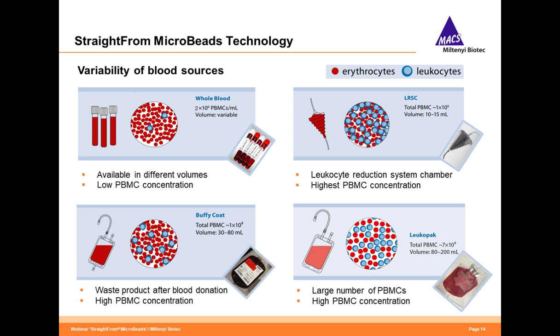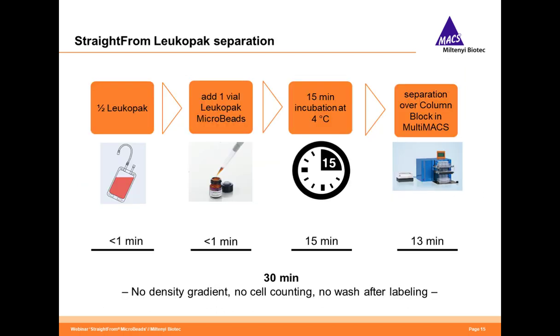And last but not least, the leukopaks, where you have a large number of PBMCs, usually 7 times 10 to the 9 cells, or even higher than 1 times 10 to the 10. And the volumes vary extremely depending on the vendor where you get your sample from. It can be from 80 to even higher than 200 milliliters. So let's have a look at the workflow for our StraightFrom cell separation from leukopak. The volumes, as I said, depend extremely on the vendor where you get your sample from.